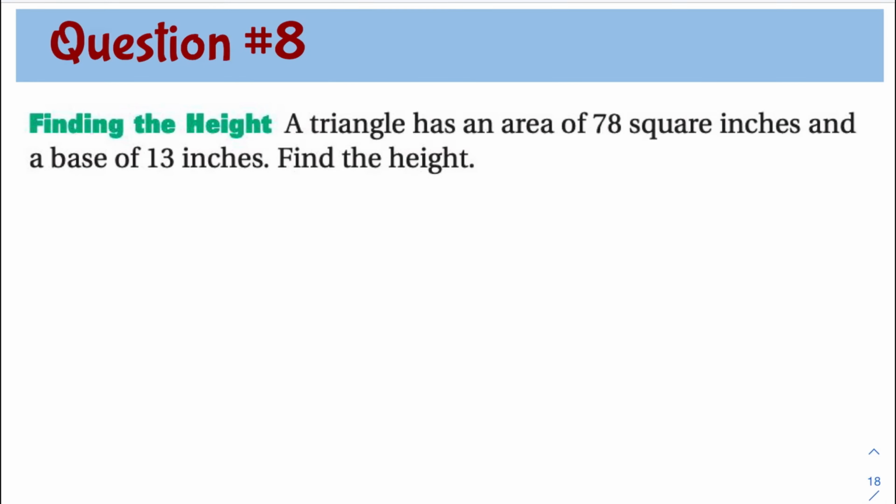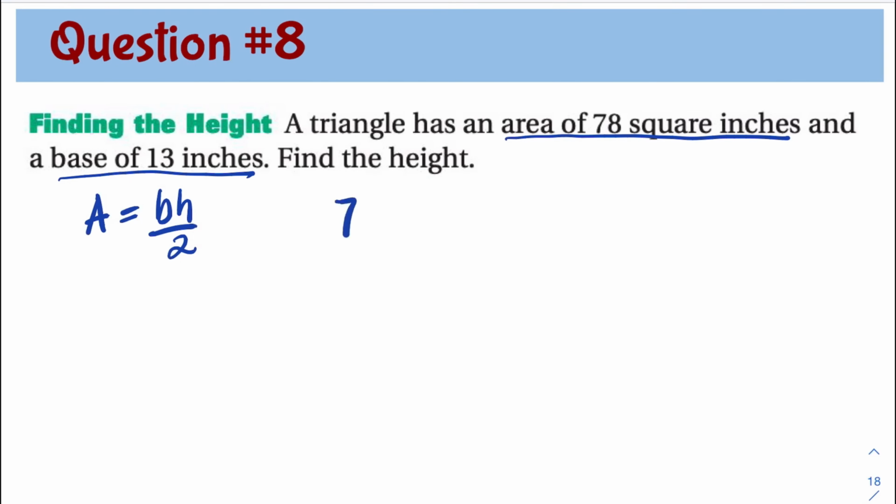Question number 8. A triangle has an area of 78 square inches and a base of 13 inches. Find the height. So here you're given the area as 78 square inches and the base is 13 inches. Using the same formula for the area of a triangle, which is base times height over 2, we can set up now the equation. The area is 78 square inches, base is 13 inches, and there's no height, so we divide by 2.